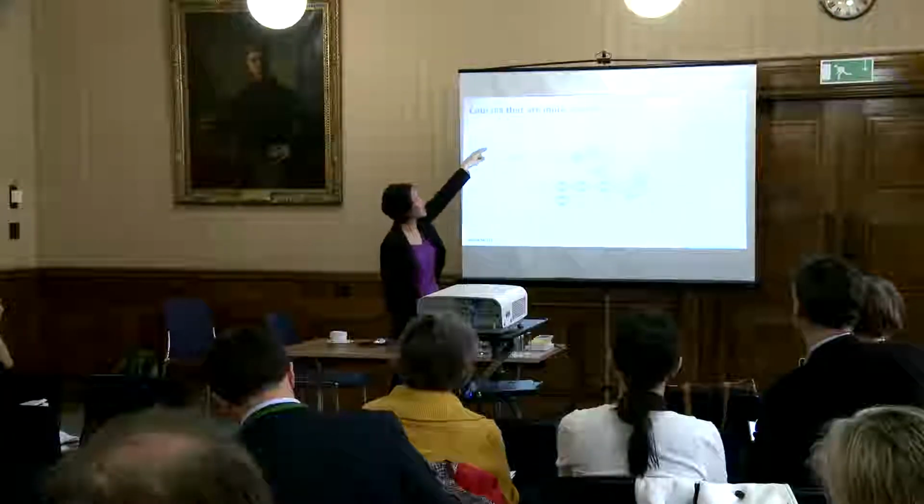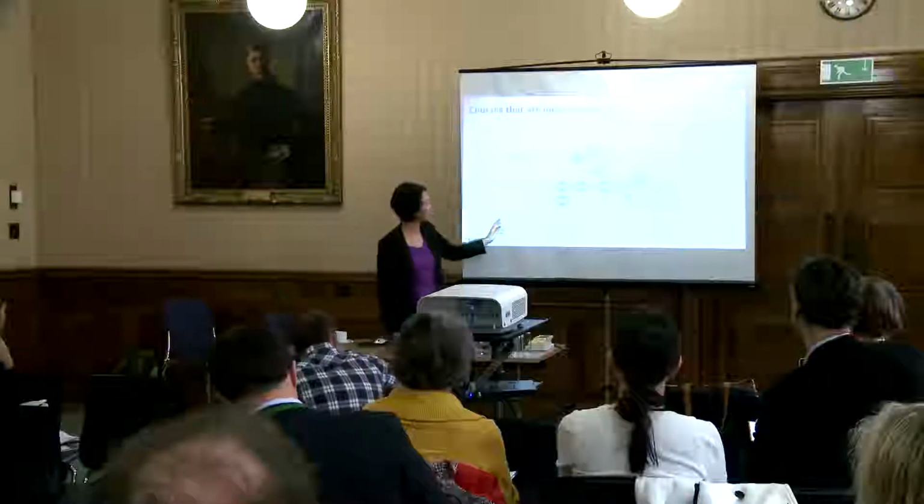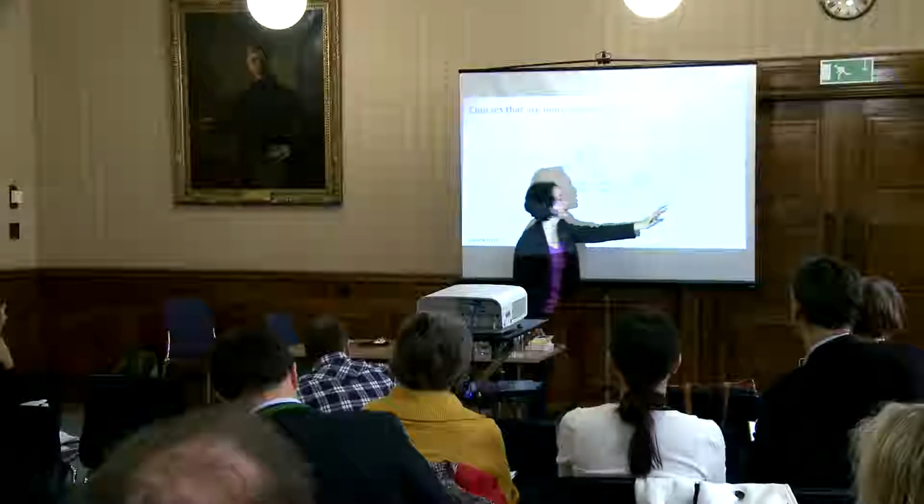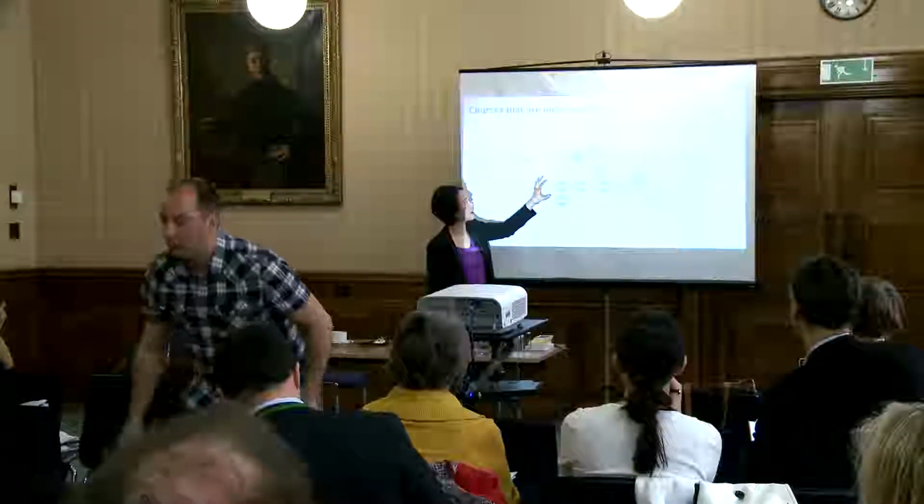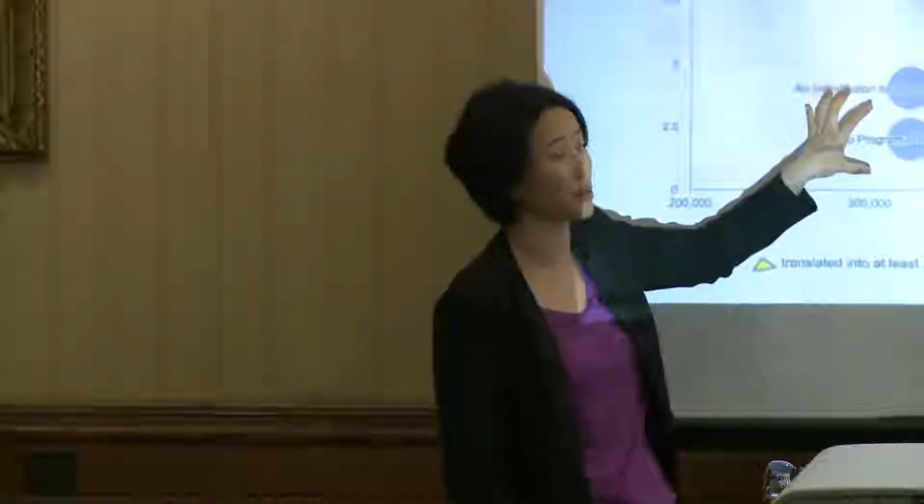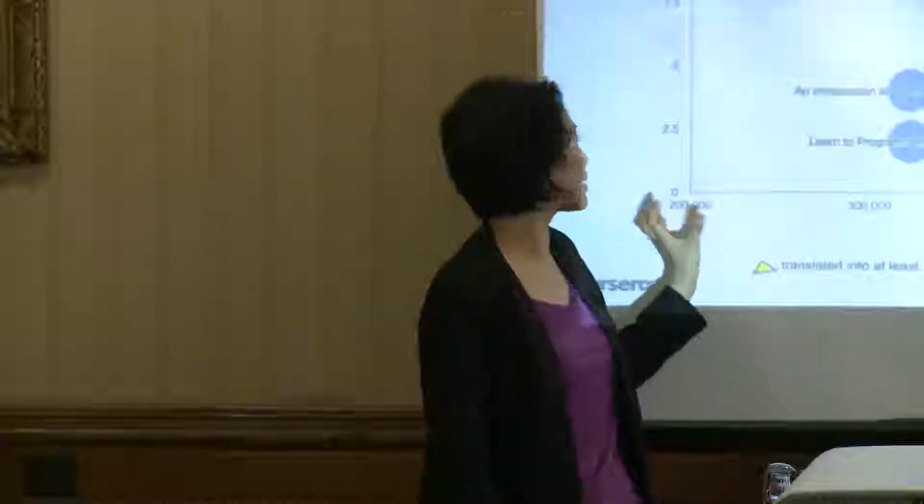On the y-axis you see the number of times a course has run, and this is the number of students that have enrolled in the course. These are the 10 most popular courses, by the way. If they run more frequently, they're generally able to capture more students.